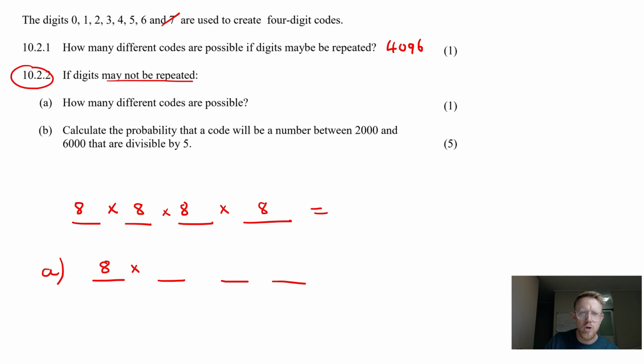Now, let's say you chose the 7. So how many numbers are you now allowed to choose from? Now you only have 7 available. And let's say you chose the 3. So now how many do you have available? Now you only have 6.